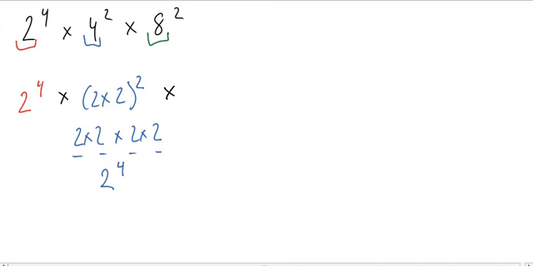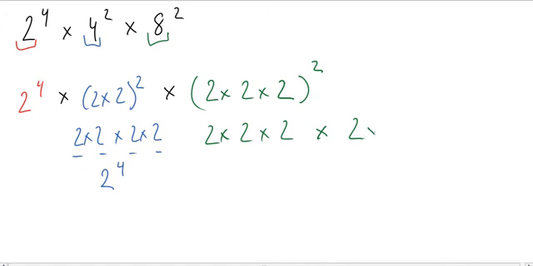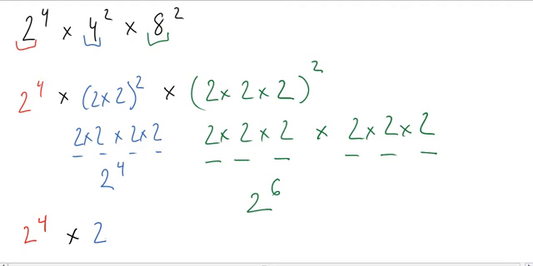And we know that 8 is 2 times 2 times 2, so that would be 2 times 2 times 2, all to the power of 2. So that would be 2 times 2 times 2 times 2 times 2 times 2, which would be 2 to the power of 6. So here we have 2 to the power of 4, right here, times 2 to the power of 4, again, times 2 to the power of 6.